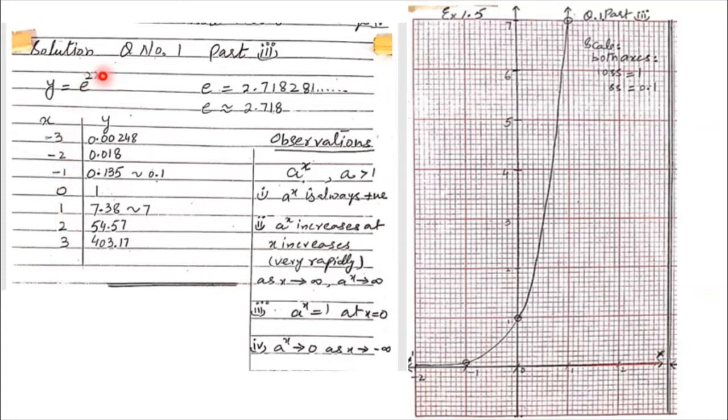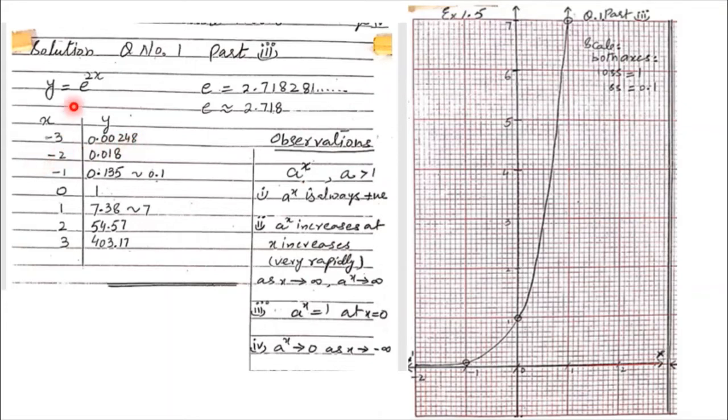I put x equals to -3 here, so I get e raised to power -6. Using this value of e and taking its power -6 with the help of calculator, I get this value. And you can see it is a very small value. It is very difficult to plot it on the graph.